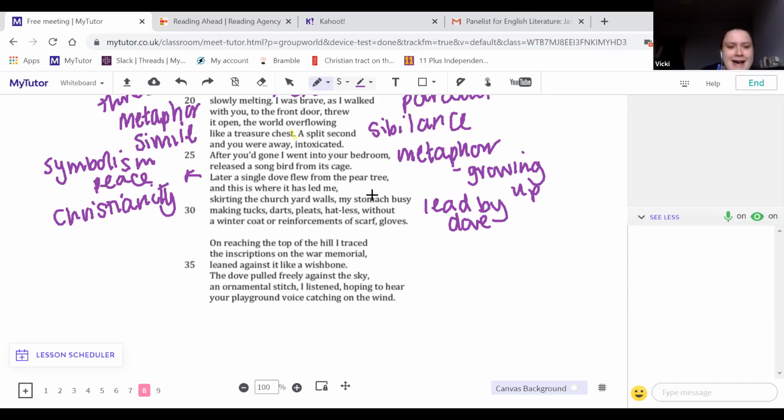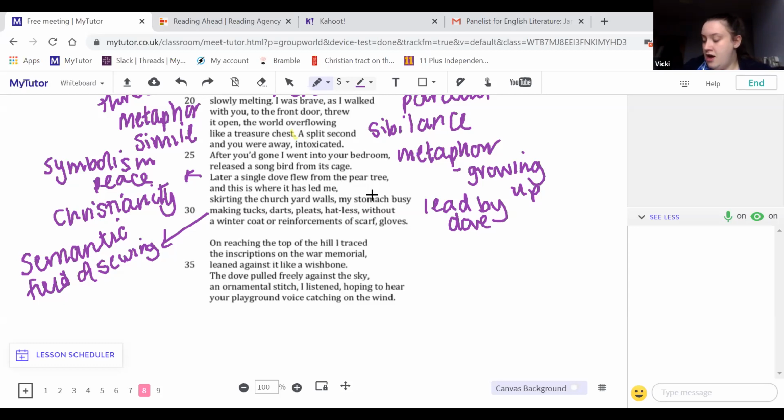And we've got this semantic field here, which is bizarre. So semantic field of sewing. So tucks, darts, and pleats. I'm not sure about hatless, but I would probably say are things that you sew into clothes. So darts are the things that are sewn into your shoulder blades for the breadth of your shoulders on a shirt.